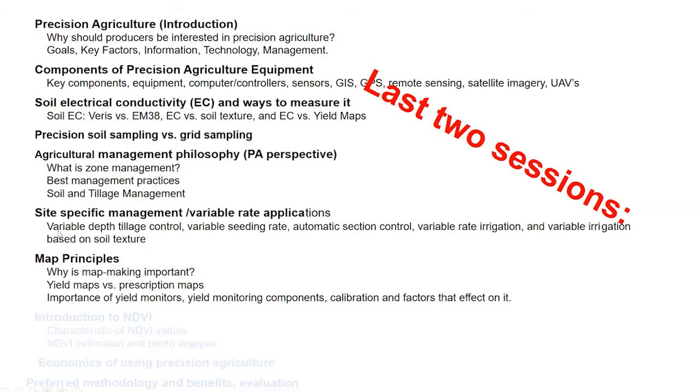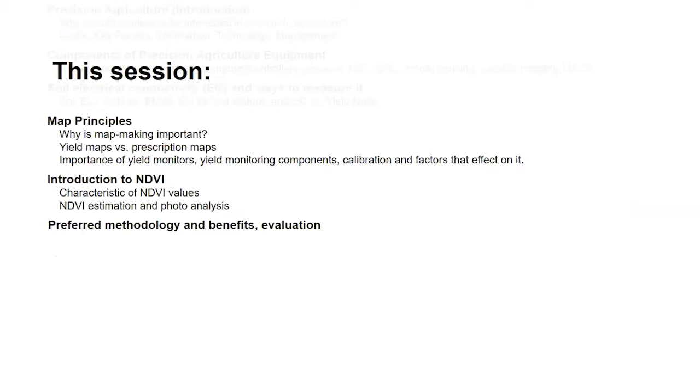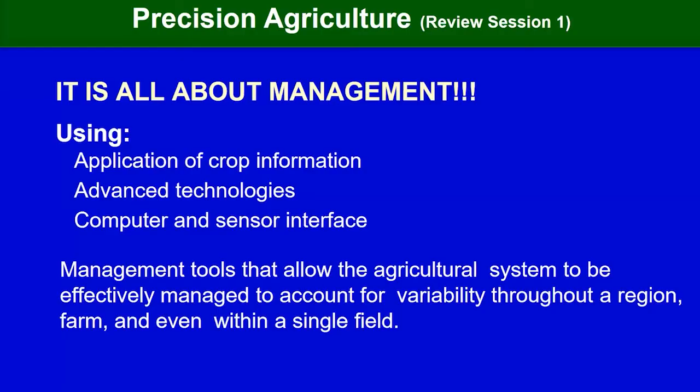We discussed in those last two sessions the precision agriculture introduction and components, soil properties, electrical conductivity, for example, management zones and site-specific management, variable rate applications, and map principle. So in this session, we are going to talk a little more about the maps, and especially about the yield monitors and the NDVI and how we can use that information.